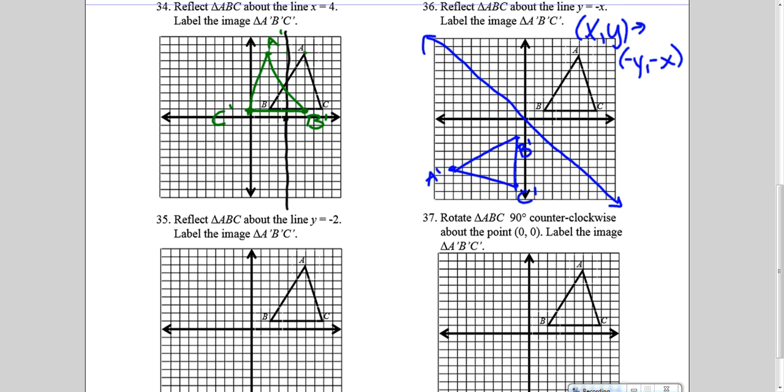There you go. Another way to look at it, if we're doing the whole distance away thing: we are 1.5 units away from B, so we need to go 1.5 units for B prime. We are 4.5 from C, so we need to go 4.5 for C prime.